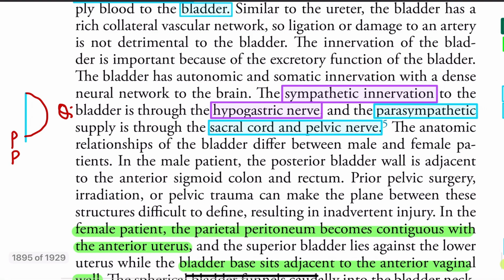Then sympathetic innervation is through the hypogastric nerve and parasympathetic through the sacral cord and pelvic nerve. Remember, para is pelvic. Sympathetic is from hypogastric.